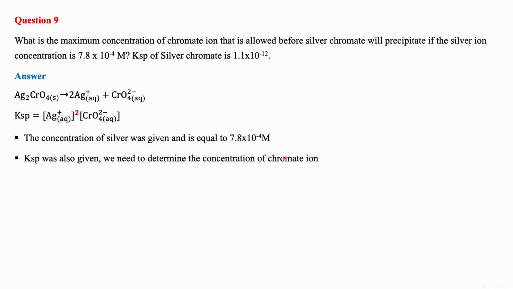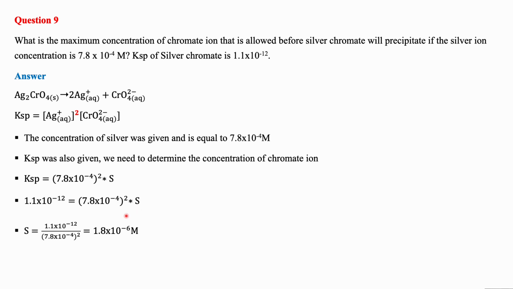The KSP was also given, so we can then use the concentration of the silver. We replace the concentration of the silver raised to the power of 2, and we replace the concentration of the chromate as the unknown. The KSP was given, which is equal to 1.1 times 10 power negative 12. Then we can determine the concentration of the chromate as S. Then we get 1.8 times 10 power negative 6 molar as the concentration of the chromate. So the answer is 1.8 times 10 power negative 6 molar.